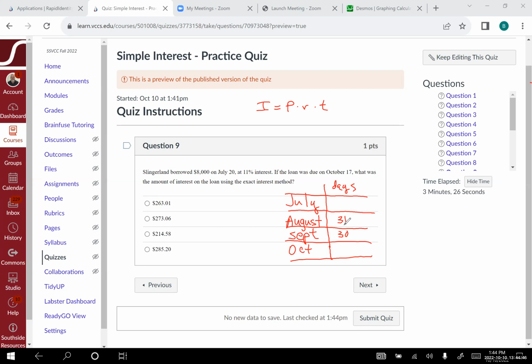So I guess the first question is, how many days do we count in July? Well, July has 31 days. It's borrowed on the 20th. So counting the day after the 20th, that's 11 days in July that get counted. So we count 11 of the days in July because it starts on the 20th. It ends on October 17th. So we count 17 days worth of October.